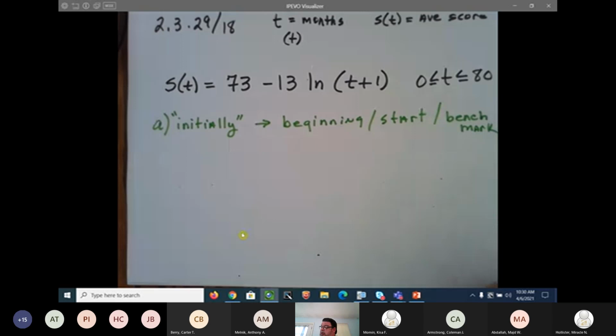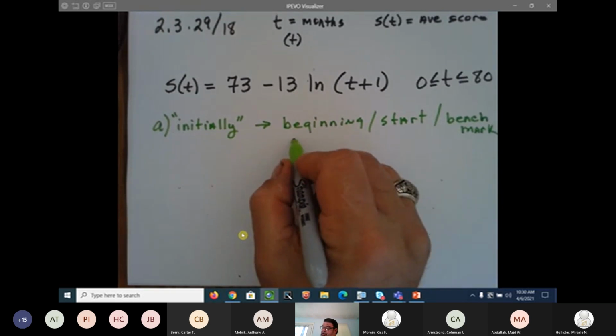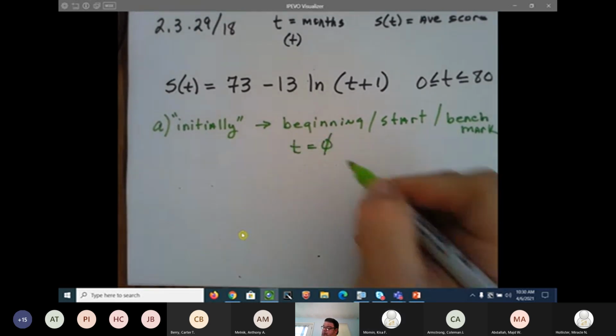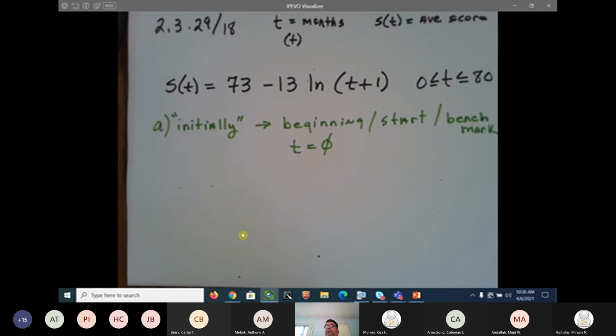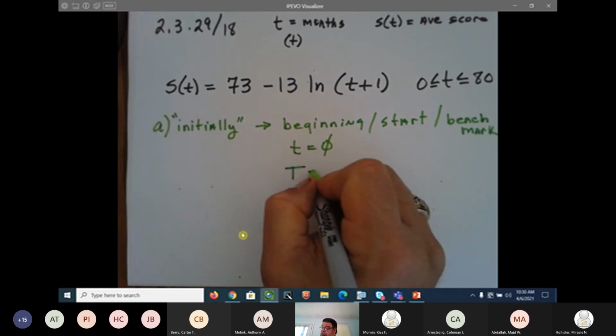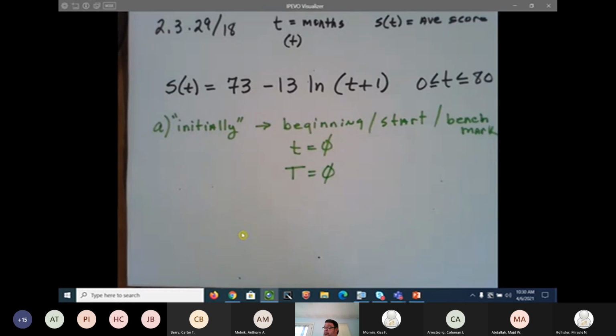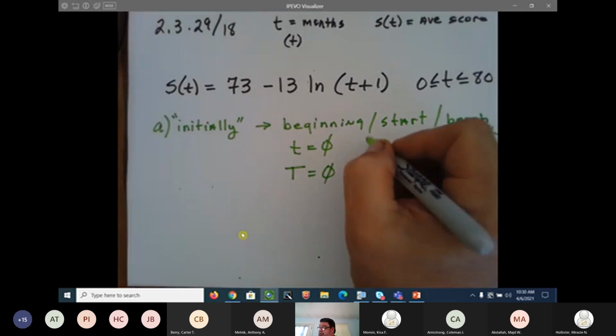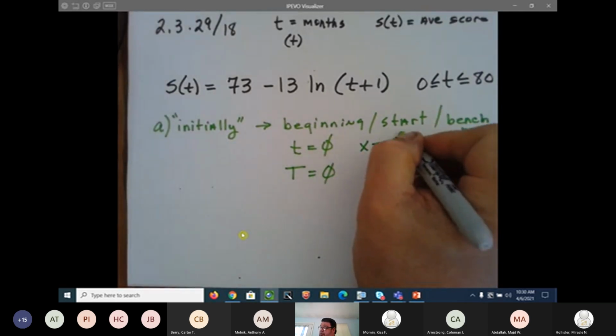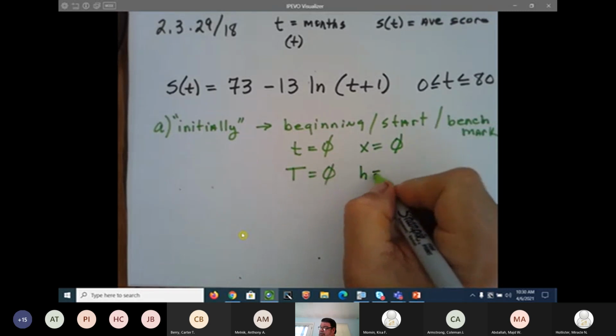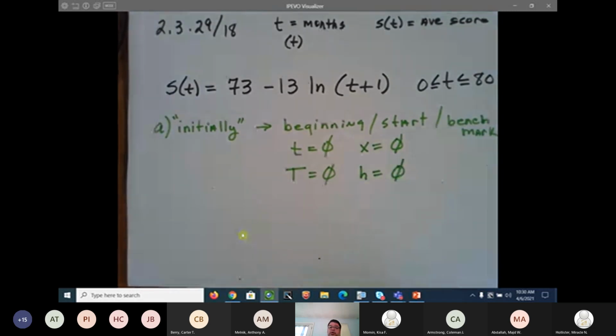And that usually means T is equal to 0. Okay, usually the starting temperature equals 0. X is equal to 0. Height is equal to 0. Usually when you see the word initially, that means that you're starting from 0.